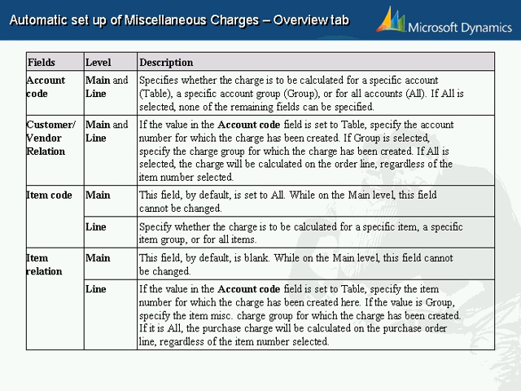If you have level main, this field by default is set to all. If you have level line, you can specify whether the charge is to be calculated for a specific item or a specific item group. And item relation: if you have level main, this field by default is blank. If you have level line and the account code field is set to table, you need to specify in this field the item number for which the charge has been created, and if the value is group, specify the item miscellaneous charge group for which the charge has been created.